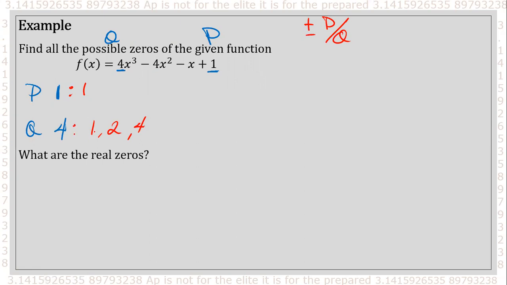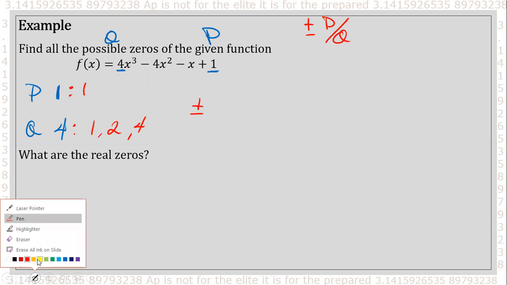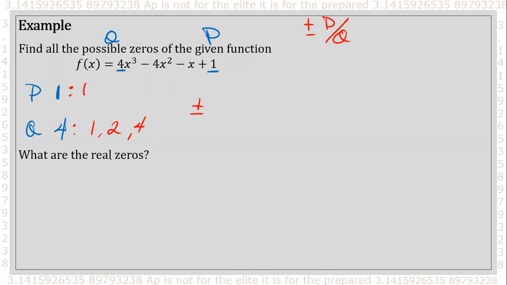Okay, so let's go ahead and do our P's over Q's, so find all our possibilities. It's going to be plus or minus, okay? And all our numerators divided by all our denominators, so all our P's divided by all our Q's. So I'm going to get the positive version of 1 over 1, 1 over 2, and 1 over 4, and the negative version too. So I have 3 positive and 3 negative, so a total of 6 possibilities.